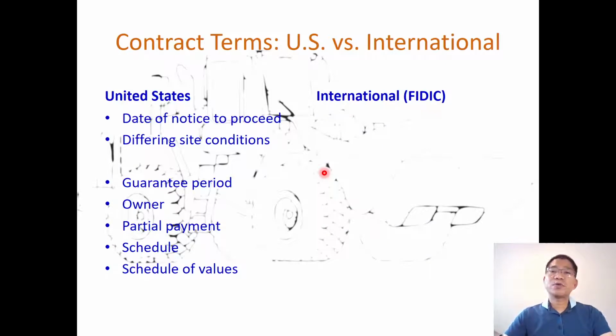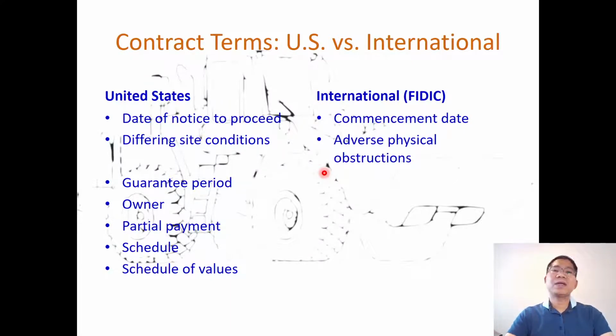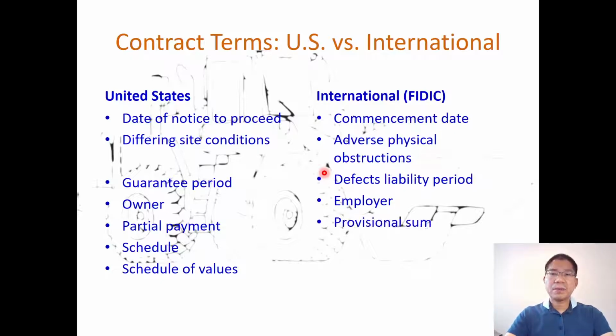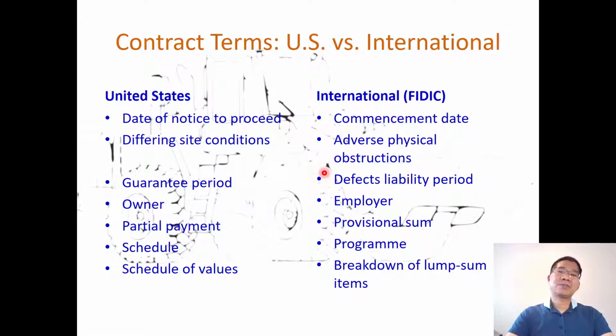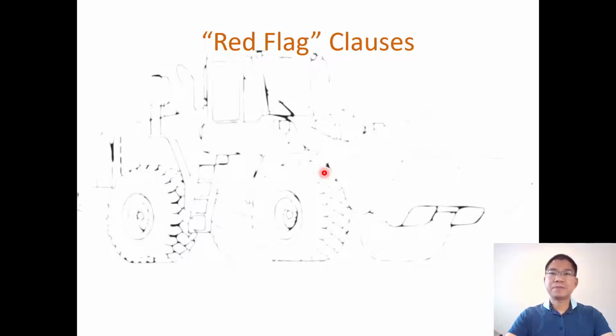Other terms: date of notice to proceed will be commencement date. Different site conditions means adverse physical obstructions. We will talk about different site conditions in the next lesson videos. Guarantee period is defects liability period, owner is employer, partial payment is provisional sums, schedule is programme, schedule of values is breakdown of lump sum items. So as you can see, the US and international use different terms.